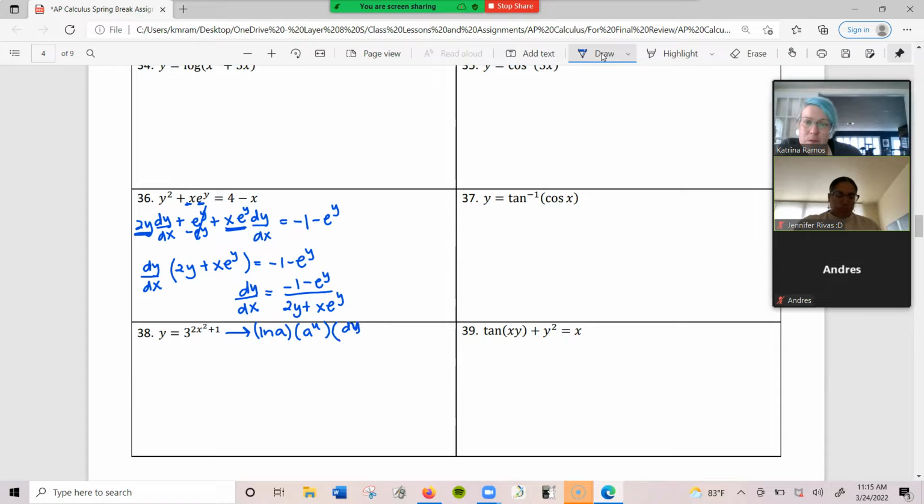So my base is 3. So y prime is going to be the ln of 3 times, we leave the exponential alone, so 3 to the 2x squared plus 1 times the derivative of the exponent, which is 4x. And that's basically your answer. If you want to write it a little cleaner, you can always move the 4x to the front times the ln of 3 and then times the exponential.